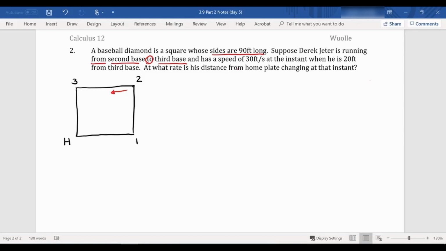Okay. And he has a speed of 30 feet per second. And it's saying at the instant when he is 20 feet from third base, so when he's about here, and this is 20 feet, what rate is his distance from home plate changing at that instant?